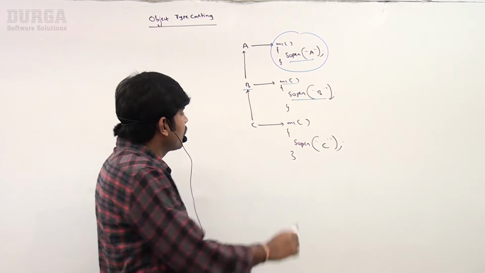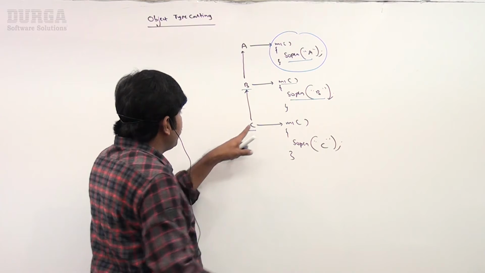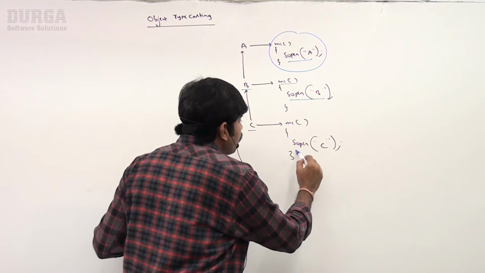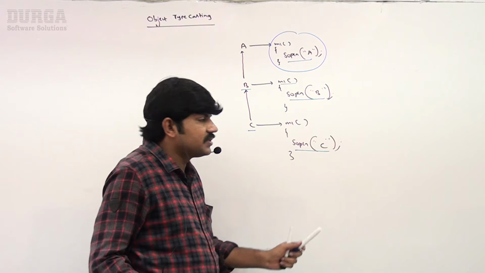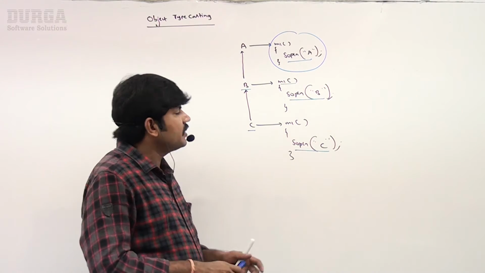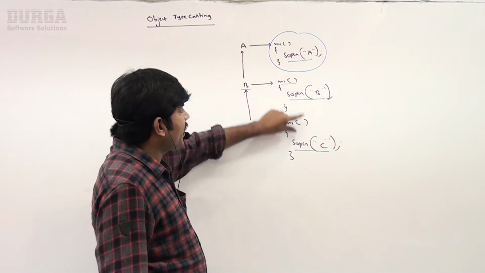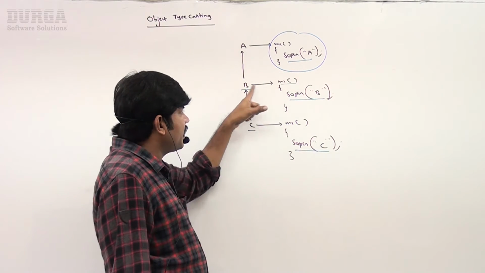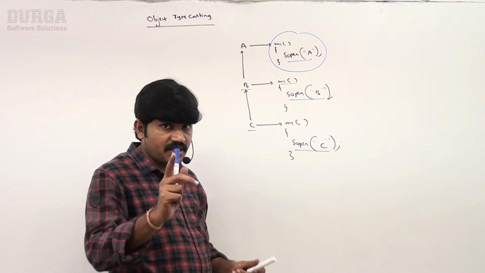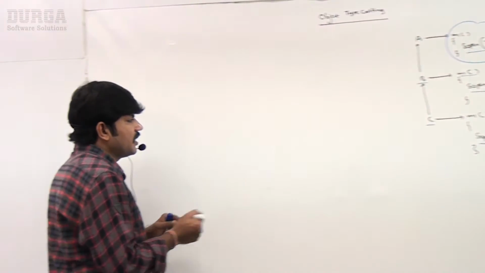SOP of B. Sir, C is the child of B, and it is going to print C. C is the child of B, so it will print what? C, sir. Now my question is, have you observed this is overriding? The same method M1 is available in the A class, the B class, and the C class. Now the question is something like this.